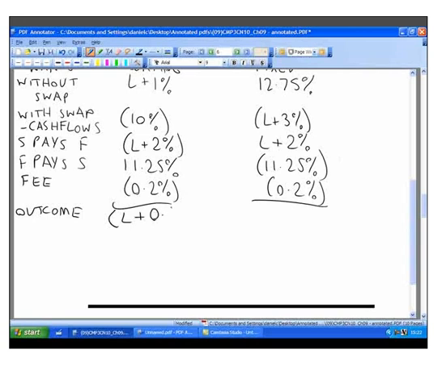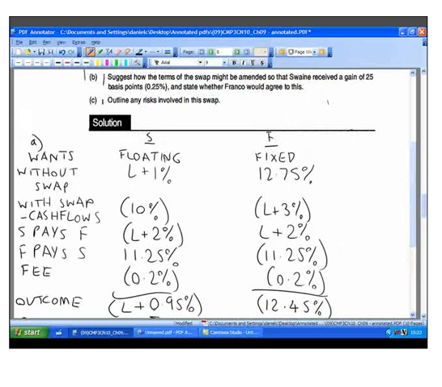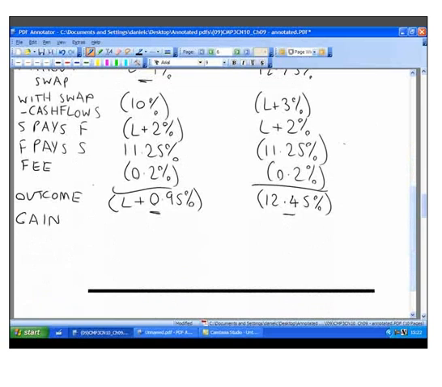So now we're in a position to work out what their gain is. We can compare the outcome after the swap with the amount of interest they would have been paying without the swap. So without the swap, Swain would be paying LIBOR plus 1%. With the swap, they're paying LIBOR plus 0.95%. So the gain is 0.05%. If we want to put that in monetary terms, we're told the amount of the debt. The debt is £100 million, so 0.05% of that is £50,000. That's how much better off they are.